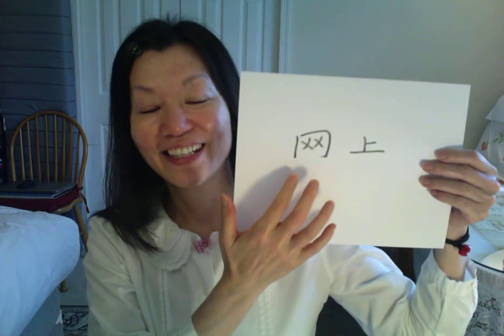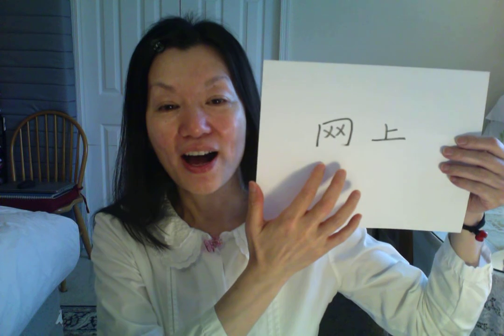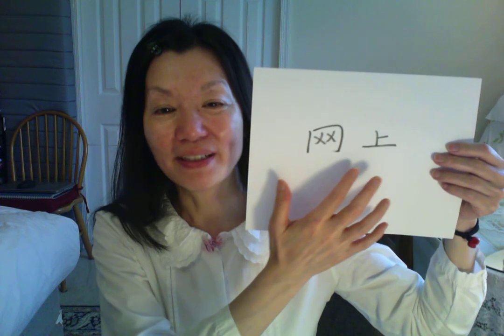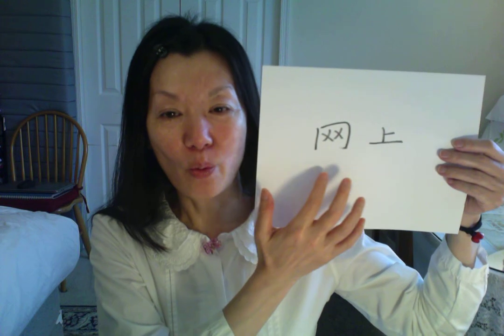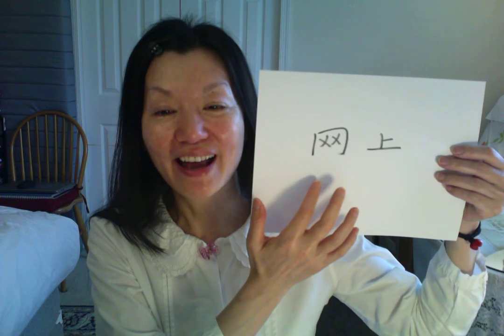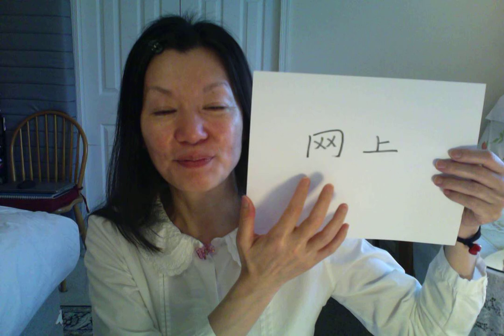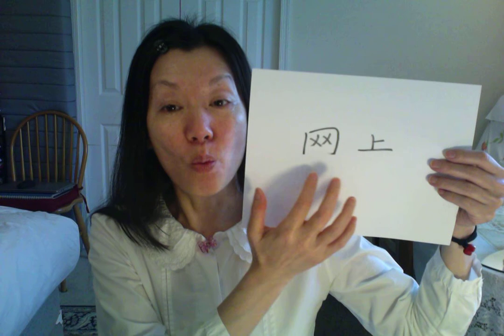This one here. 网上. One more time. 网上. Okay. In English, 网上, on the internet. 网上, on the internet. Okay. Now we see next.